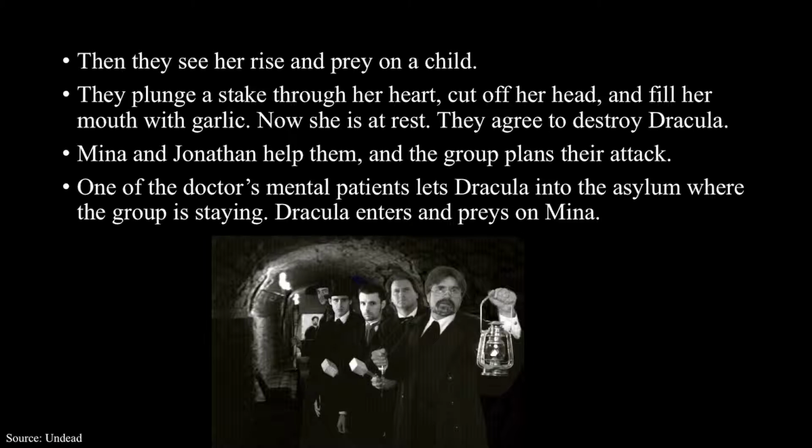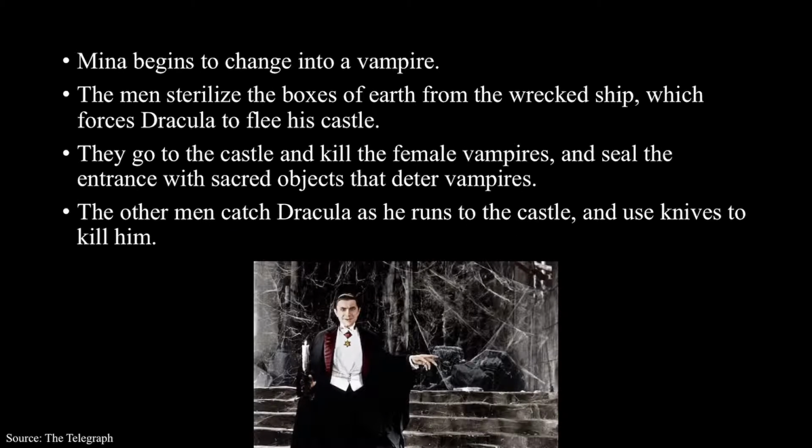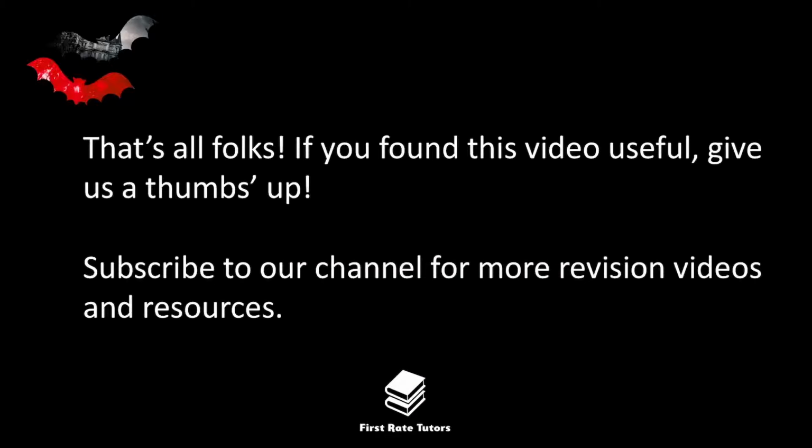One of the doctor's mental patients lets Dracula into the asylum where the group is staying. Dracula enters and preys on Mina. Mina begins to change into a vampire. The men sterilize the boxes of earth from the wrecked ship, which forces Dracula to flee his castle. They then go to the castle and kill the female vampires and seal their entrance with sacred objects that deter vampires. The other men catch Dracula as he runs to the castle and use knives to kill him.